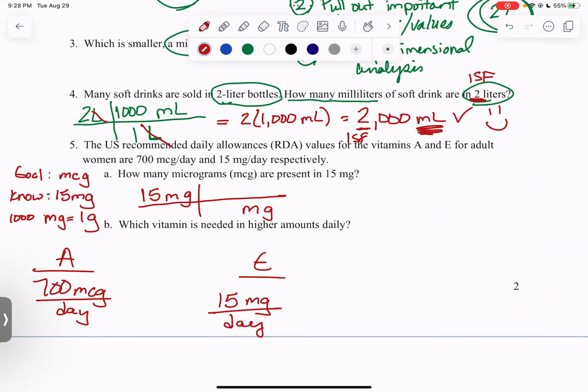So I'm going to put that in. I want to get rid of milligrams. Milligrams is on the bottom, so I'm going to introduce grams on the top. And I have 1,000 milligrams in 1 gram. Okay, but grams is not what I want. My goal is micrograms. So I need to get rid of grams. I'm going to put grams on the bottom, and I want to introduce our micrograms.